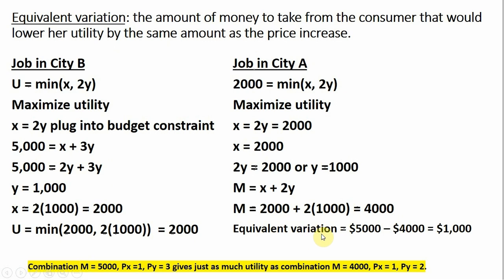The equivalent variation, therefore, is going to be the difference in income here, or $1,000. And again, another way of thinking about this, the combination of income of $5,000 with the higher prices gives just as much utility as a combination of lower income at the lower prices.